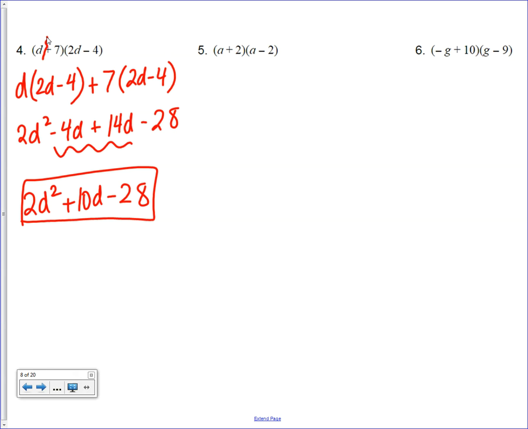All right, Logan, number 5. We're going to cut the first one in half. And can you tell me what the first portion of that would be? Perfect. Awesome. So what is a times a? A to the second power. What's a times negative 2?